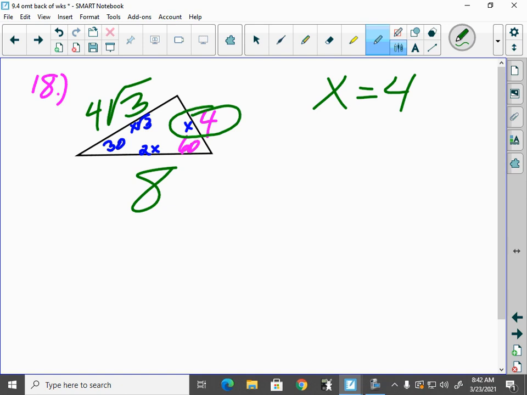Do you think it's Spanish class? I don't know how you would say square root in Spanish. Square root. I don't know.